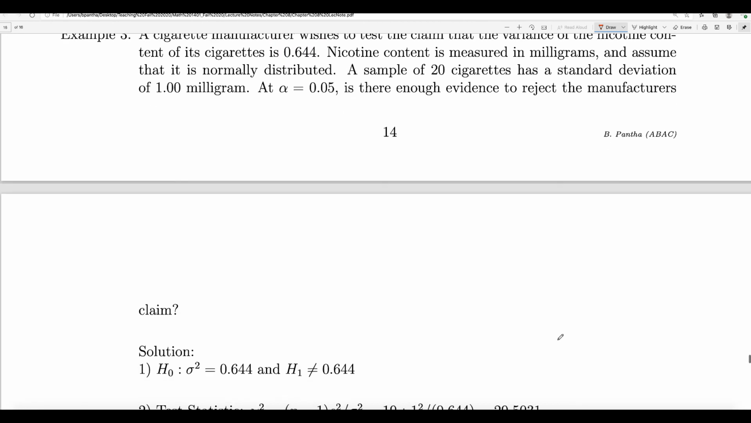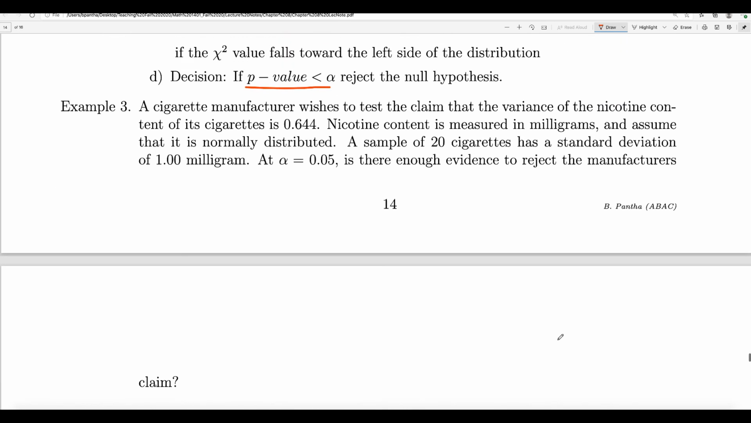Let us do one example, okay? A cigarette manufacturer wishes to test the claim, there is a claim, okay, that the variance of the nicotine content of its cigarettes is 0.644. So what is sigma square? Variance is denoted by sigma square, which is 0.644. Nicotine content is measured in milligrams and assume that it is normally distributed, which is the assumption we need.